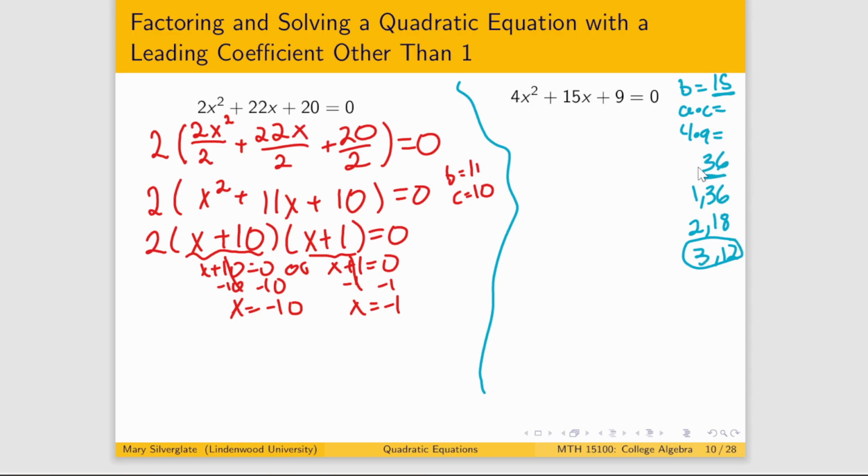And remember, if it's a positive, you either could have a positive times a positive or a negative times a negative. Since b is positive, we knew we wanted to go with the positive terms. Now, don't just jump straight to the parentheses here. We can't do that this time. Instead, we're going to rewrite the middle term in terms of these numbers we just came up with. So this is 4x squared plus 3x plus 12x plus 9 is 0. We just rewrote that middle term in terms of those other 2 terms.